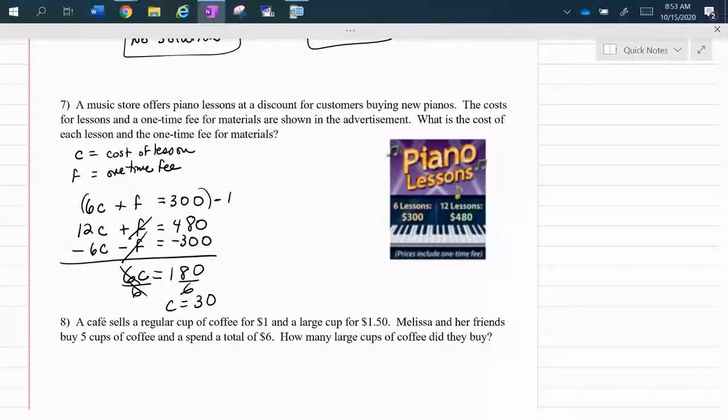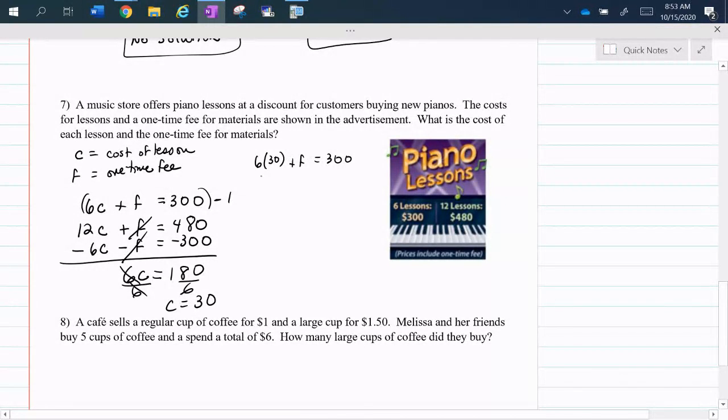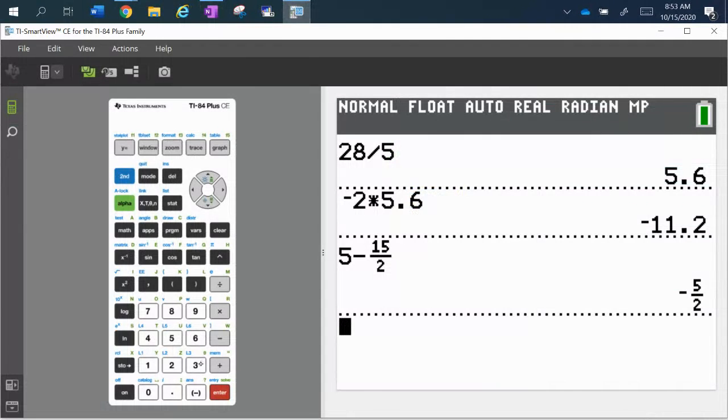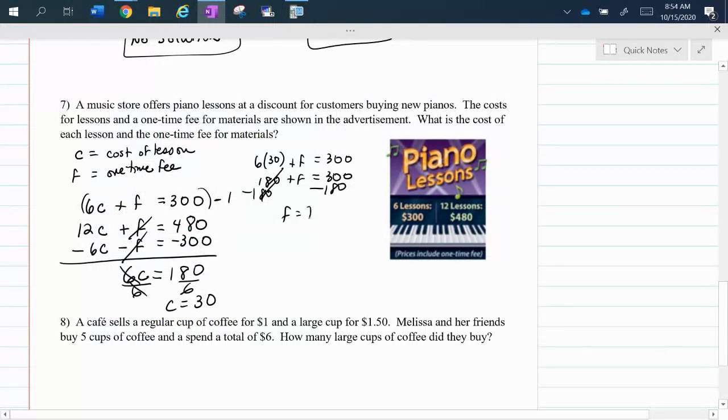And so we're going to plug 30 back into one of the equations: 6 times 30 plus F is equal to 300, and figure out what the one-time fee is. 6 times 30 is 180. And we're going to subtract 180 from both sides. Let's check our calculator just to make sure. 300 minus 180 is 120. So $120. So $30 for the cost of each lesson and $120 for the one-time fee.